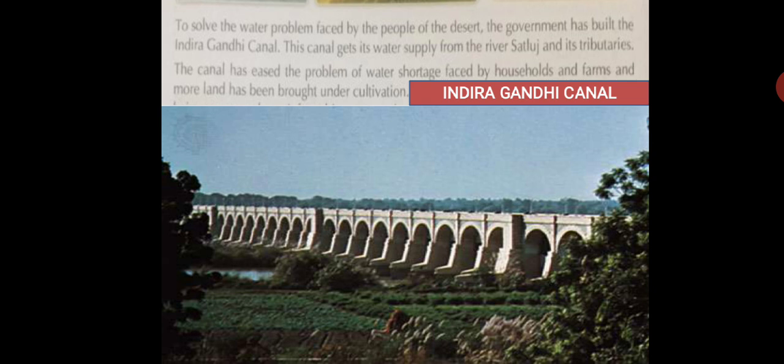This canal gets its water supply from the river Satluj and its tributaries. The Indira Gandhi Canal is serving water to solve the water crisis in the region of the Thar Desert. The canal has eased the problem of water shortage faced by thousands of households and farms, and more land has been brought under cultivation.